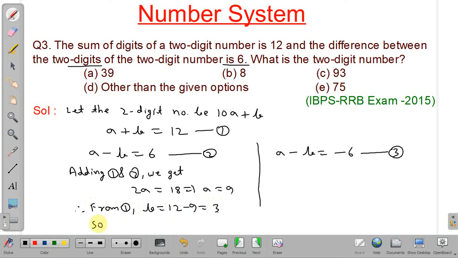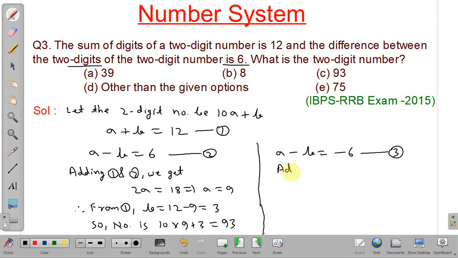So what will be the number in this case? So number is 10A plus B. So 10 into 9 plus 3, that is 93. Okay. Next possibility, A minus B equal to minus 6. So we will solve equation 1 and 3 now.